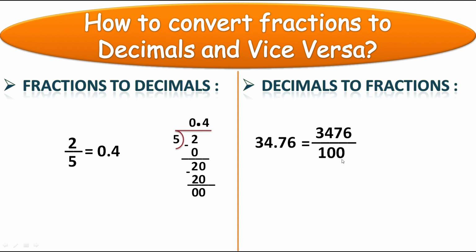If we had 3 digits, then we would write 1000 here. If we had only 1 digit, then we would write 10. Like that. Now, as it is not in the simplest form, we have to make it the simplest form.